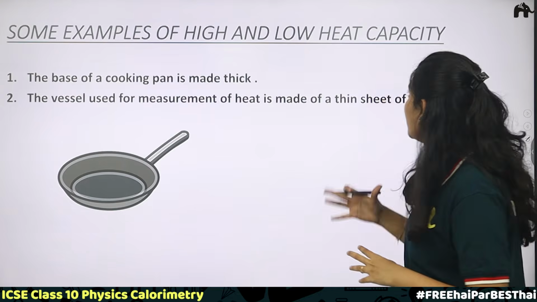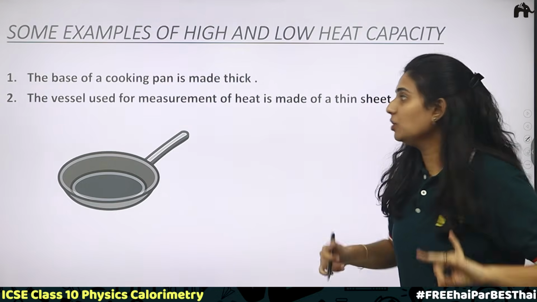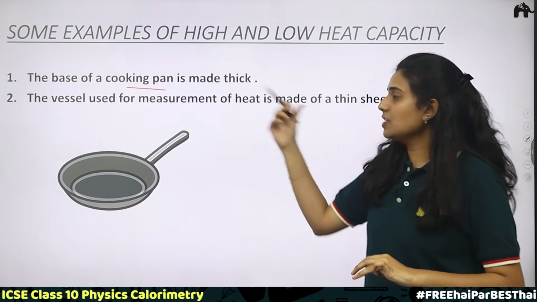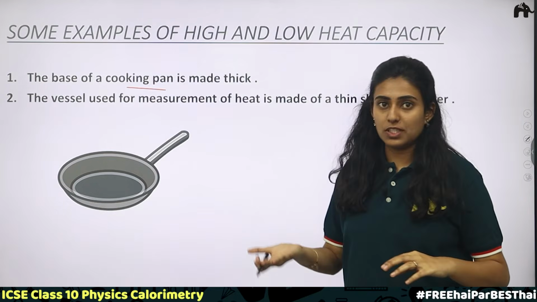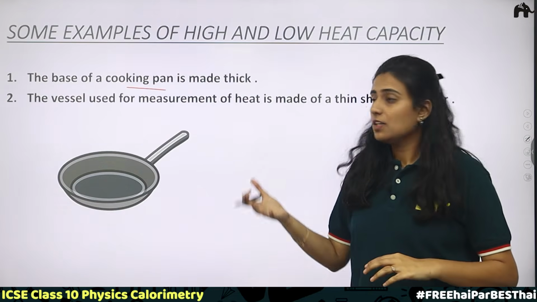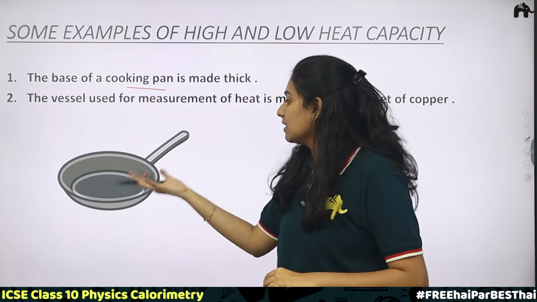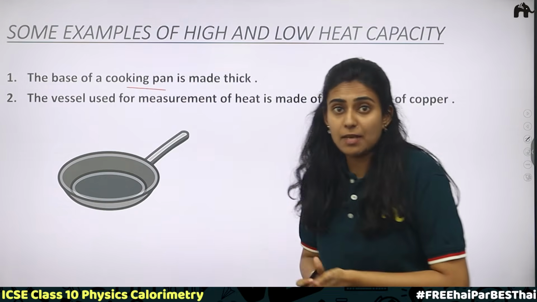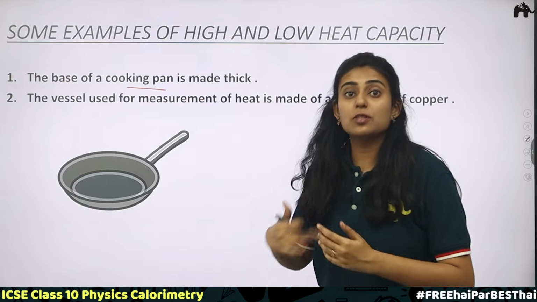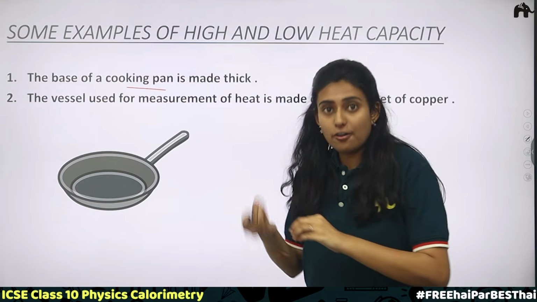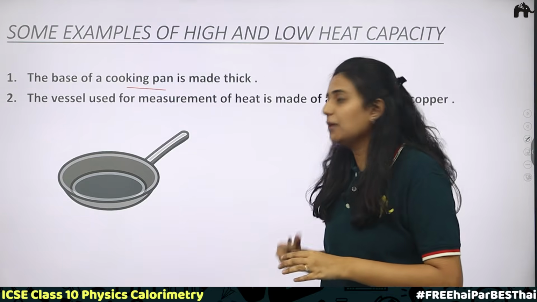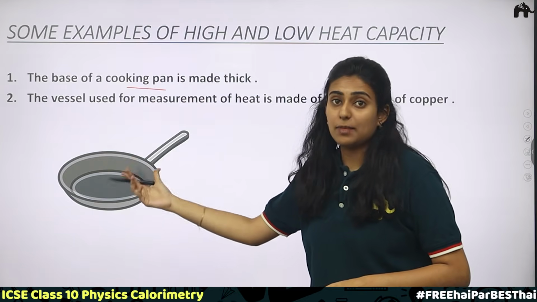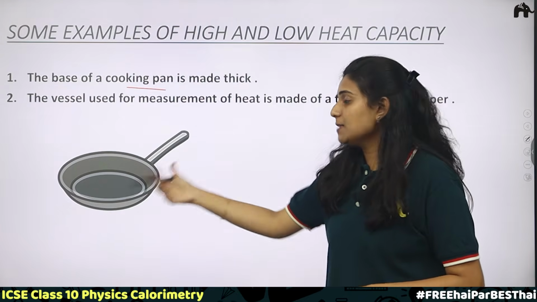Some examples of high and low heat capacities. So we are taking two cases. The first is a cooking pan and the second is a calorimeter. In the case of a cooking pan, you can see that the base of the cooking pan will be thick. You know what is the reason? So it can retain more heat. That is, the heat capacity will be more. If the heat capacity is more, heat can be retained in it for a greater time, which makes cooking easier. Even if you switch off the stove, for some time you can still cook the food because of the heat that is retained. So here the application is of high specific heat capacity.